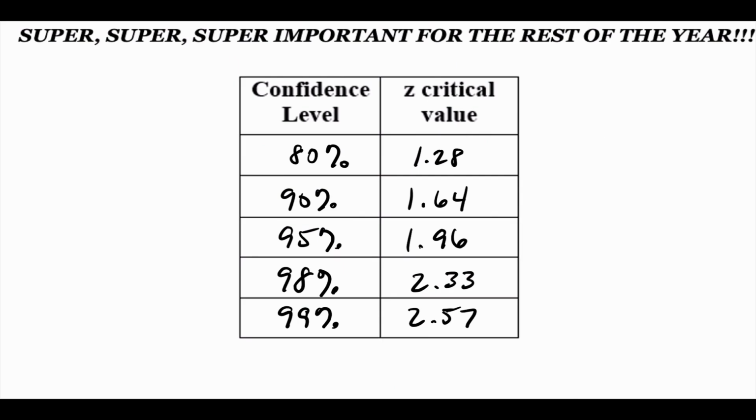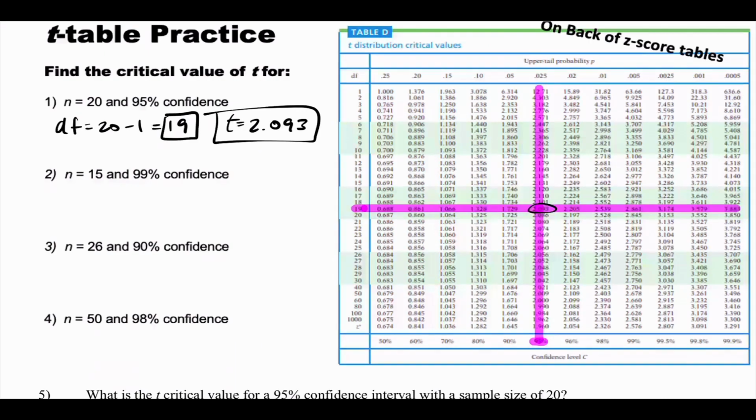1.96. Okay. So 1.96, the number we have is 2.093. T will always be a little bigger, a little farther out than Z because it's got fatter tails. Fatter tails means it's farther out. Okay. Wider tails is the same thing. So T will always be a little bit bigger than Z. Always.